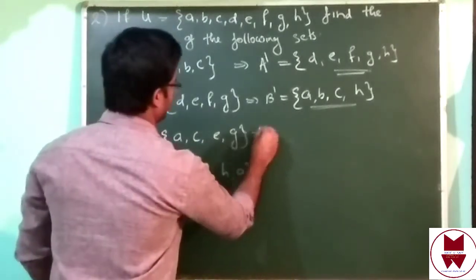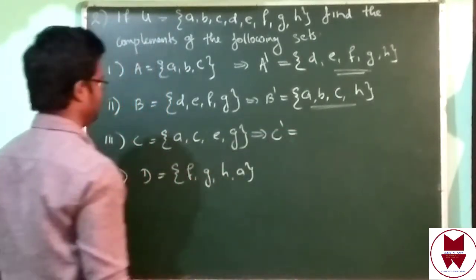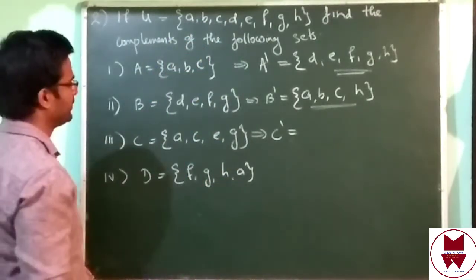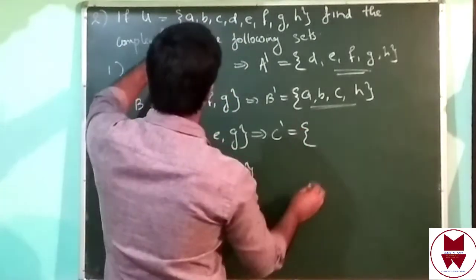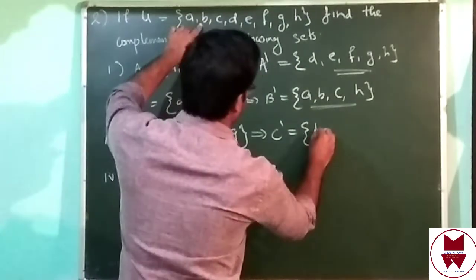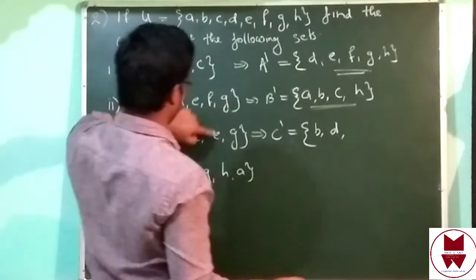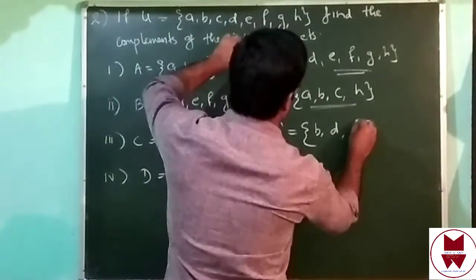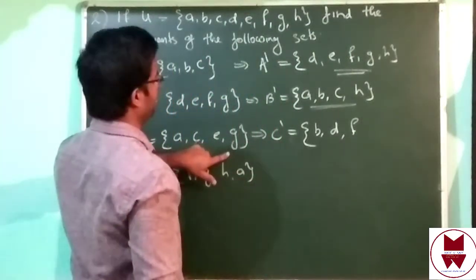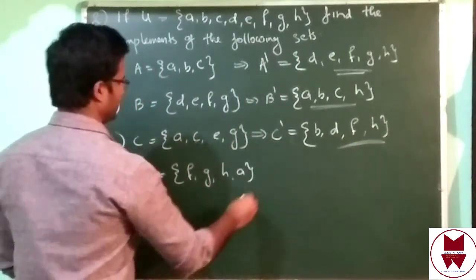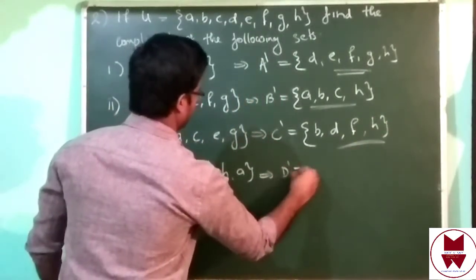Then same like that, C complement. A, C, E, G are deleted from the universal set. Then remaining A, no need to write, already there. Then B we can write. C no need to write. Then D. E no need to write. Then F. G no need to write. Then H. That is C complement.